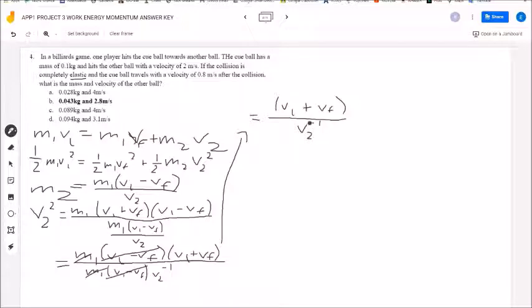Now we can just bring this to the numerator since it's raised to the negative first power. So this just equals v2 times vi plus vf. And since this is all equal to v2 squared, we can divide each side by v2, and we're left with v2 equals vi plus vf. That's pretty neat, nice and simple.